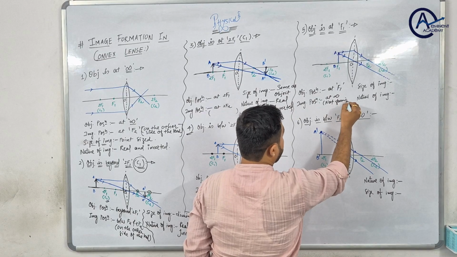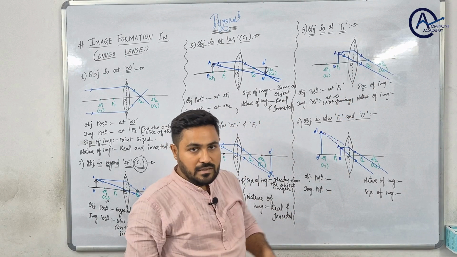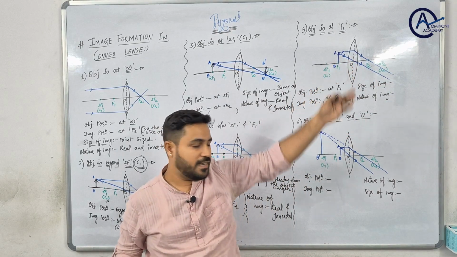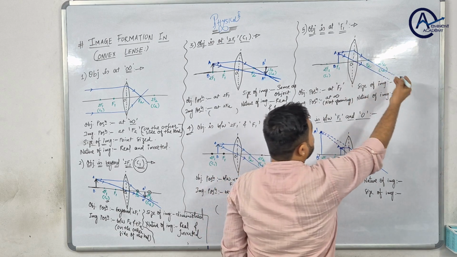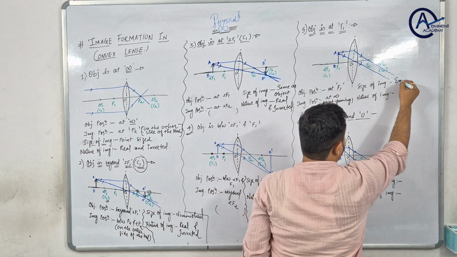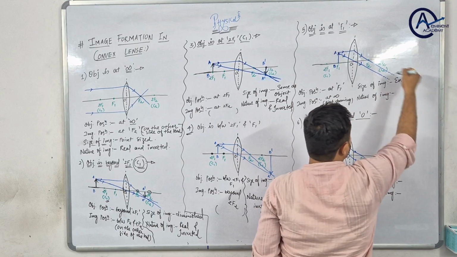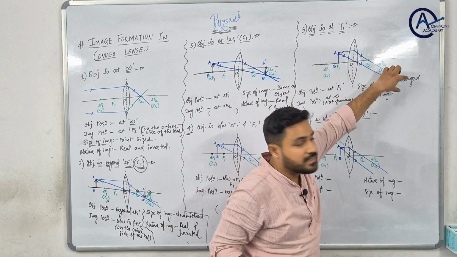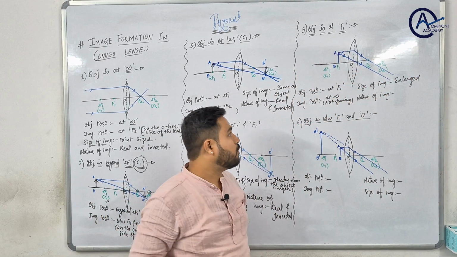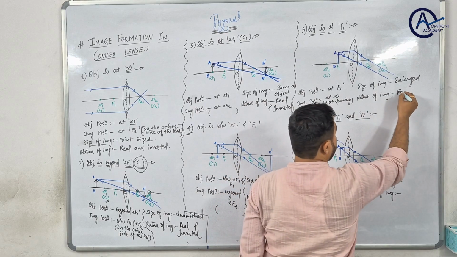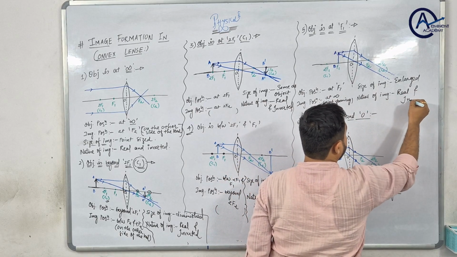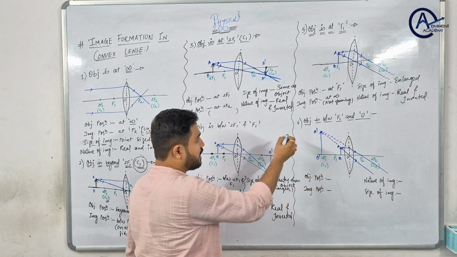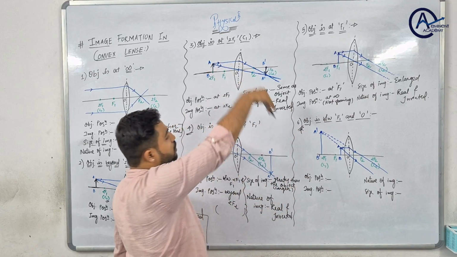Both are correct, because we cannot place the screen at such a large distance. And the size of the image will obviously be enlarged compared to the object, and the nature of the image is again real and inverted. Clear? The next and last case is the odd one out for a convex lens.